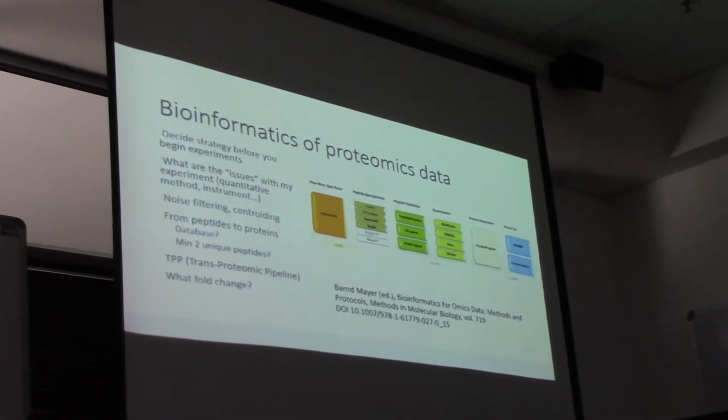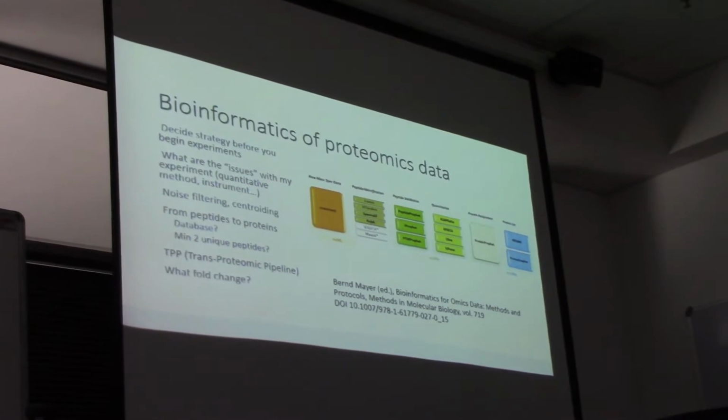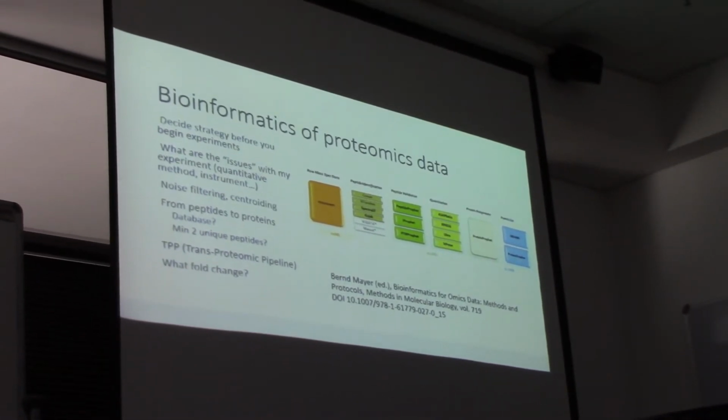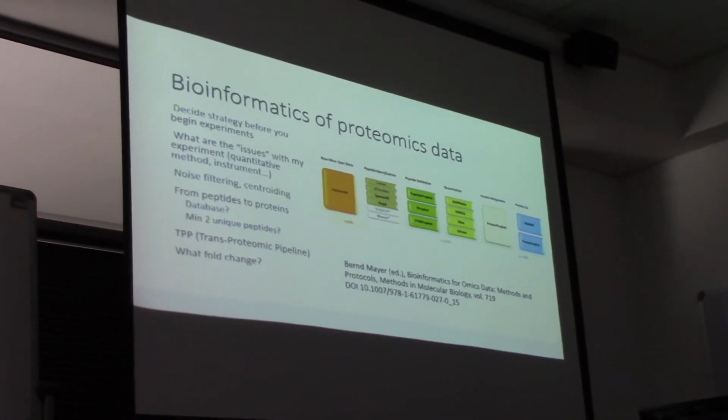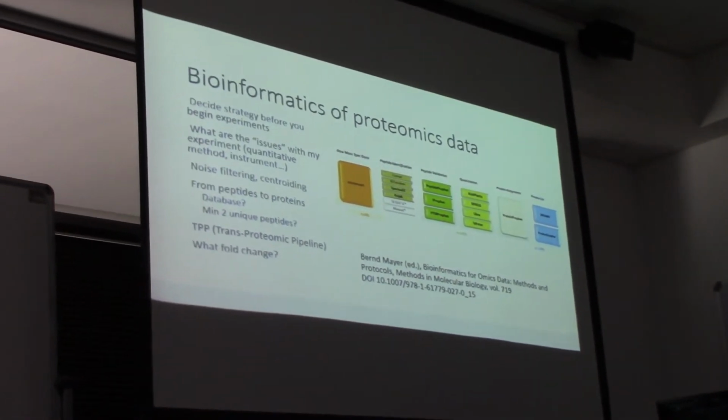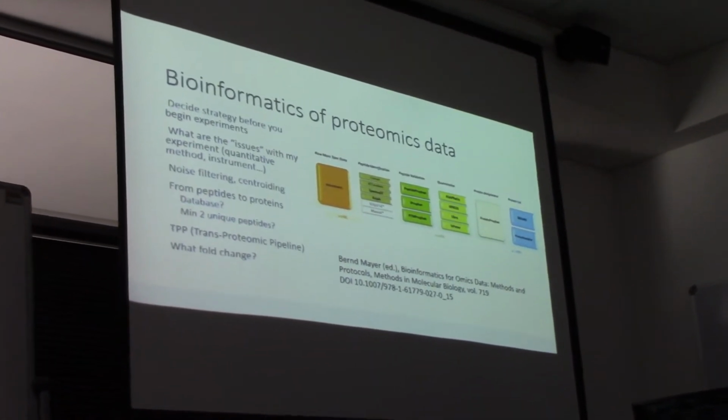And minimum 2 unique peptides, that is the norm, right? And for identifying a peptide, usually 2 or more. Identifying on 1 unique peptide, it can be done, but you need to be very confident about what you're looking at.